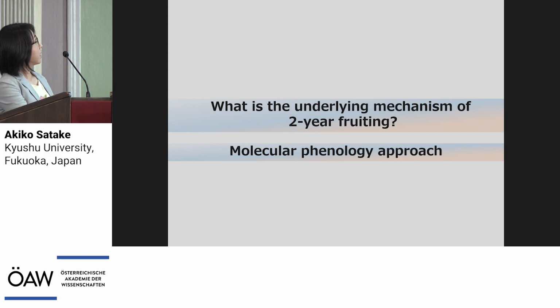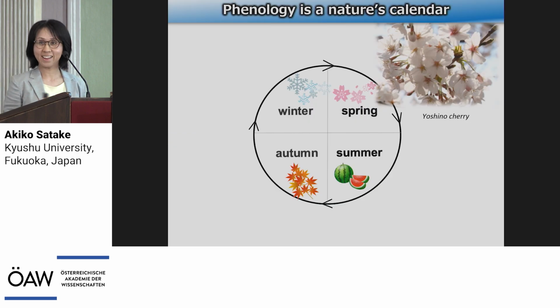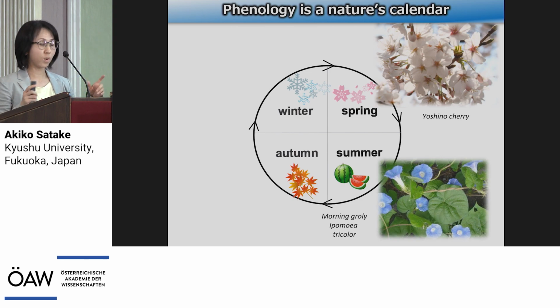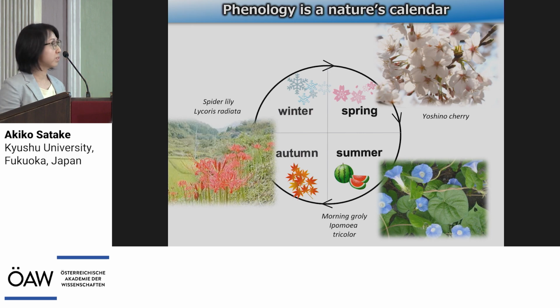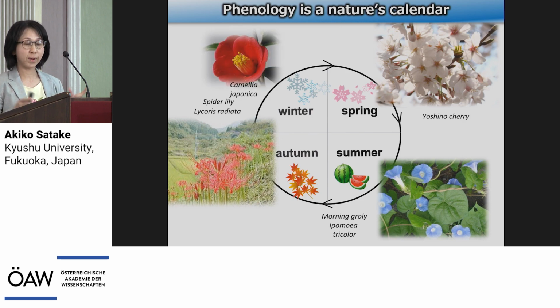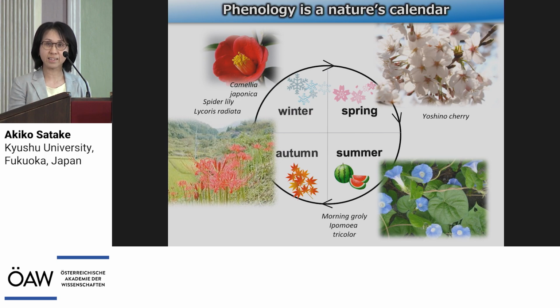Phenology is nature's calendar. We Japanese look forward to the season of cherry blossom in spring. In summer, school children grow morning glory during holidays. In autumn, we enjoy the beautiful flowers of spider lily along paddy fields. And in winter, camellia start flowering. So even without a calendar, we can feel the season by seeing which species are flowering. This seasonal activity of natural organisms is phenology.